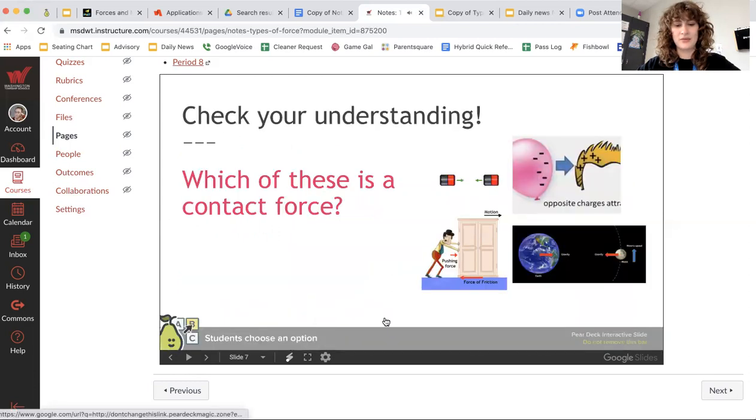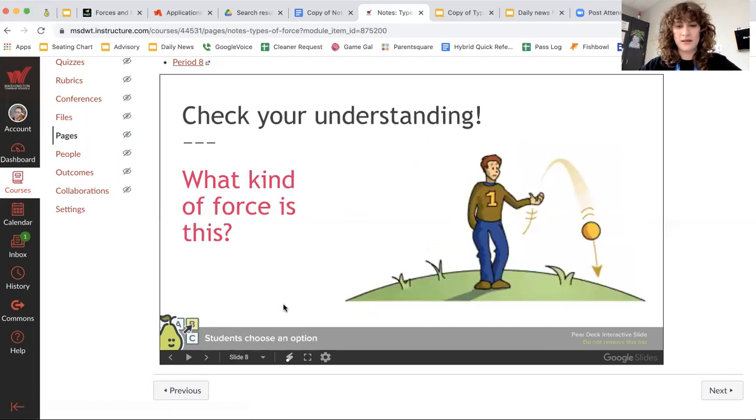All right, which of these is a contact force? Magnets, electrostatic, gravity, or friction? The answer is friction is the only contact force. All the rest can work at a distance. For friction, an object has to be touching another object for that to happen. What kind of force do you see here? The answer could be mechanical, throwing the ball, or gravity, the ball falling back down.